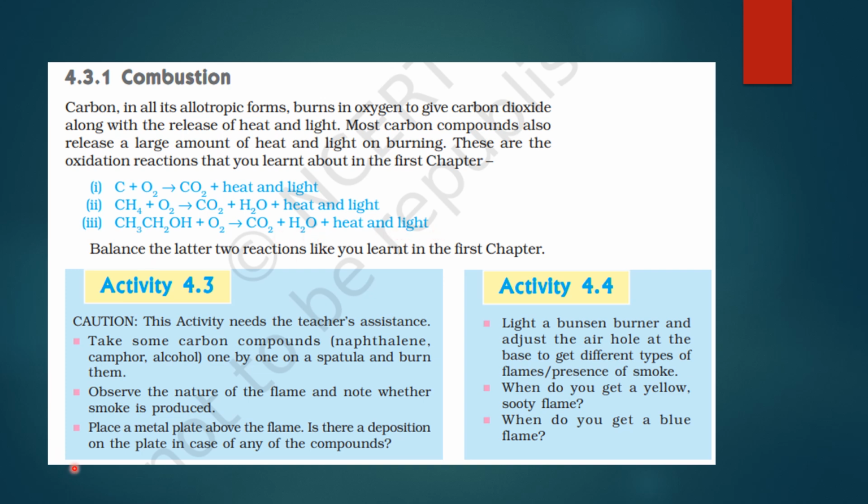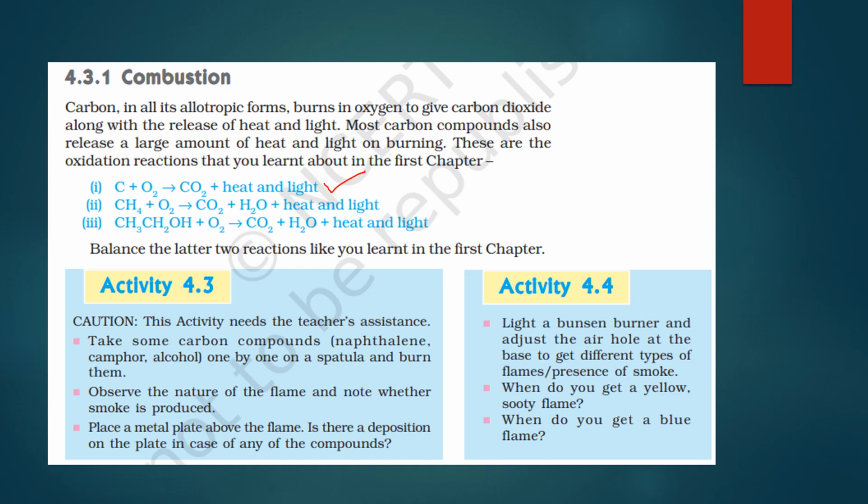So let's try to balance these equations. We learned balancing in the first chapter. If you have not seen those lectures, just go through them. So here we do a small practice of balancing. In the first reaction, one carbon is on LHS, one carbon on RHS, right? Two oxygens on LHS, two oxygen atoms on RHS. So this equation is already balanced. We need not do anything.